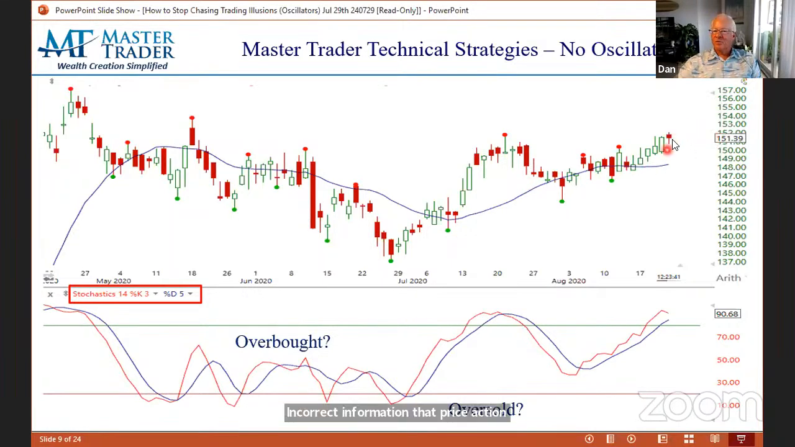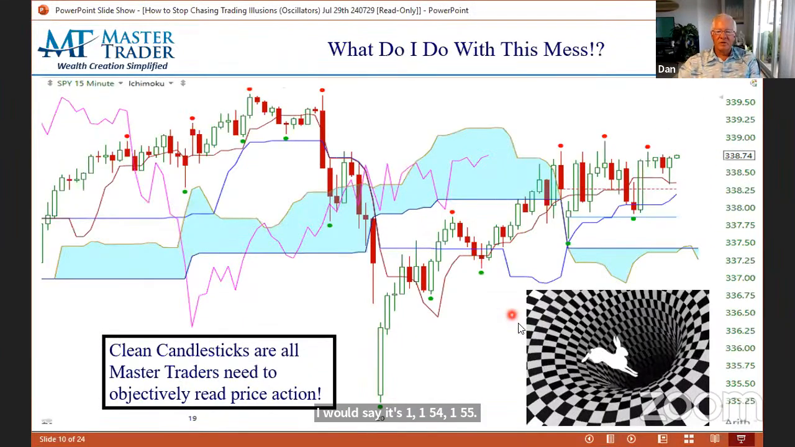Yeah, and I like to summarize this problem also: they give you incorrect information that price action tells you. For example, I would love to see what happened to this particular stock. It's telling you it's overbought, but this is a breakout with a little 1, 2, 3 continuation over the high of this red bar. I would say it's going to 154, 155, but we'll show you other examples.